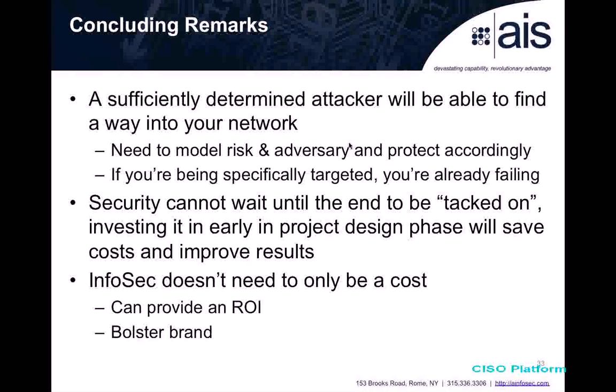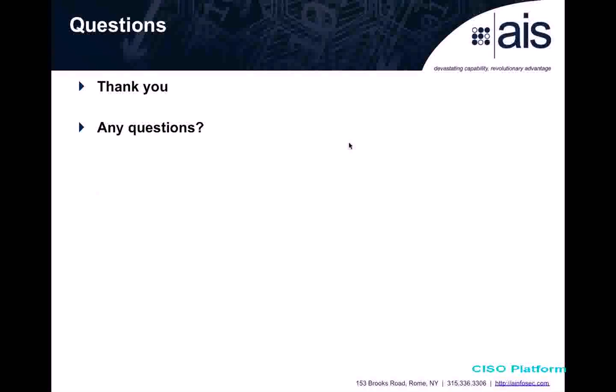So we're going to wrap up real quick. I just want to say that a sufficiently determined attacker will be able to find a way into your network. You need to be able to model the risk and the adversary, more importantly than the actual tactics and techniques, and then protect accordingly based on who you're trying to protect yourself against. If you're being specifically targeted, you're already failing. You need to prevent, from an operational security standpoint, getting to the point where an APT threat is looking at you. Security can't wait until the end to be tacked on.